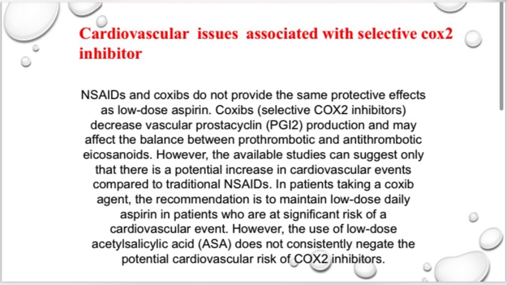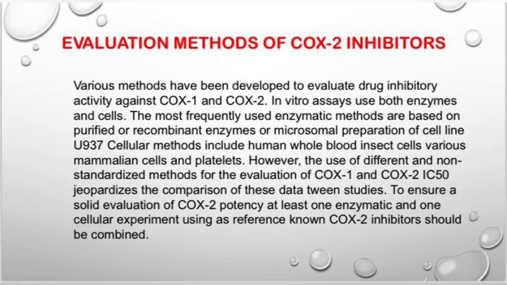Evaluation methods of COX2 inhibitors. Various methods are developed to evaluate drug inhibitory activity against COX1 and COX2. In vitro assays use both enzymes and cells. The most frequently used enzymatic methods are based on purified or recombinant enzymes or microsomal preparations of cell line U937. Cellular methods include human whole blood, insect cells, various mammalian cells and platelets.